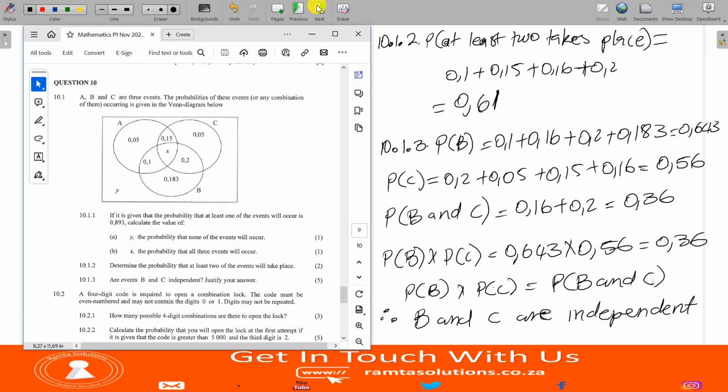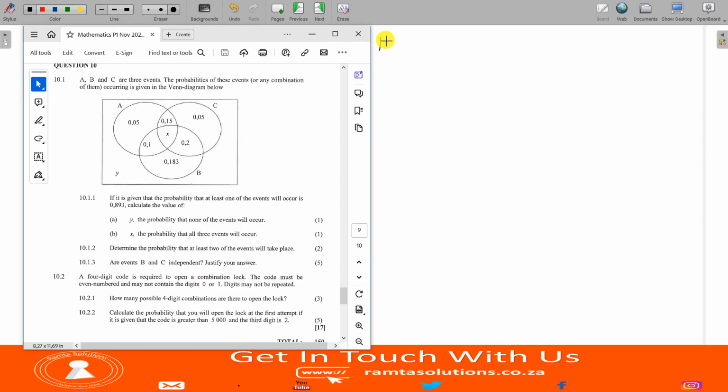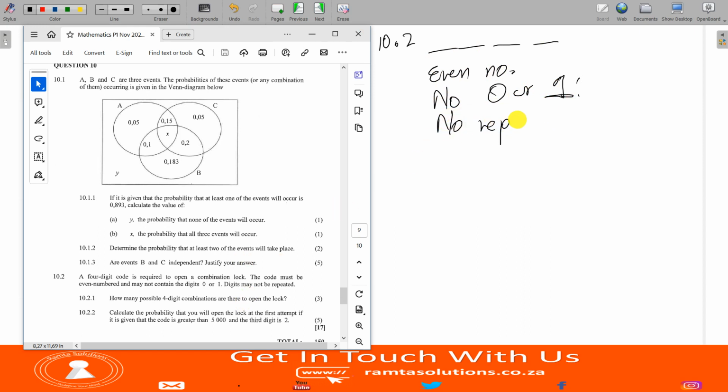Perfect. Now, question 10.2 is the reason why I chose this paper. 10.2, a 4-digit code. A 4-digit code is required to open a combination lock. The code must be even numbered, and must not contain 0 or 1. And digits may not be repeated. So this means we are looking at 8 numbers, because you can take all of them, but 0 and 1 are not there.